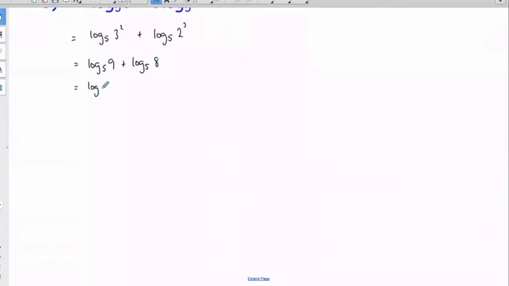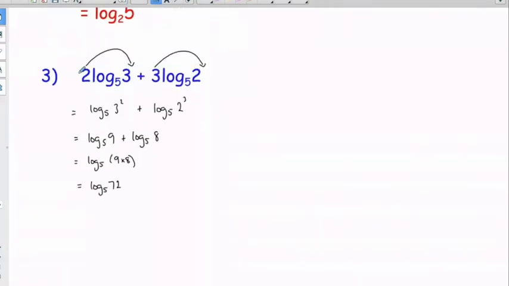I can bring these together and times them and get the answer of log to the base 5 of 72. So if you want to bring logs together but you've got multipliers in the way, then you need to bring them up as powers first before you collect together your 2 log terms or 3 log terms. You might have 3 sometimes.